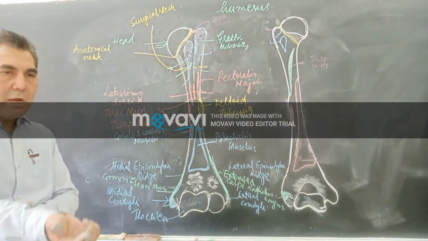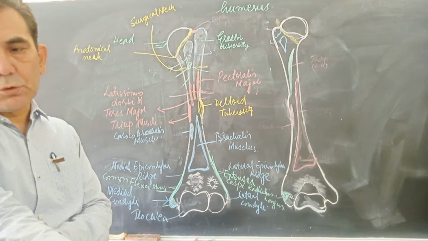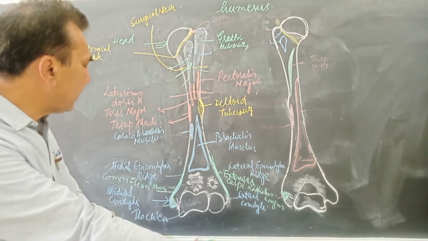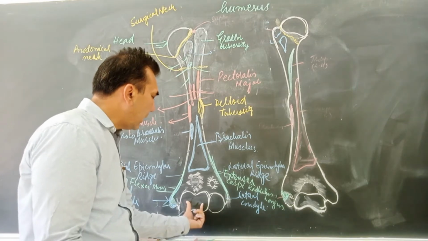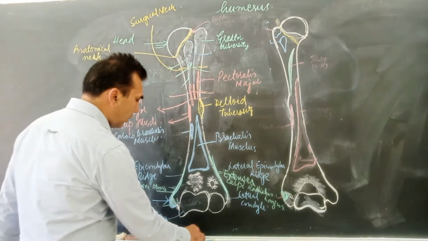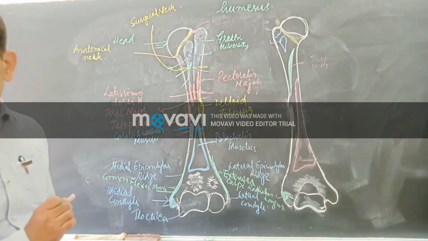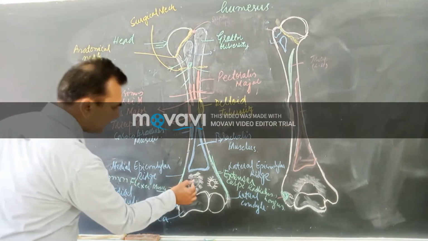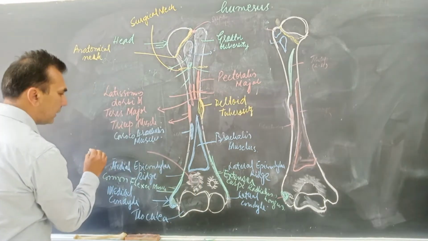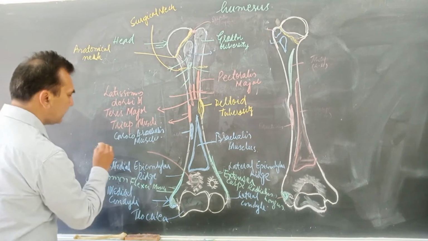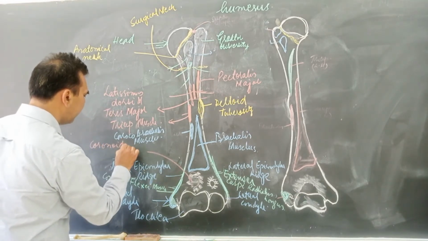Trochlea. This is the common trochlea, for the attachment of the trochlear notch of the ulna, which will attach over here. Just above the trochlea is the coronoid fossa. This fossa, which is present just above the trochlear surface, is called the coronoid fossa.